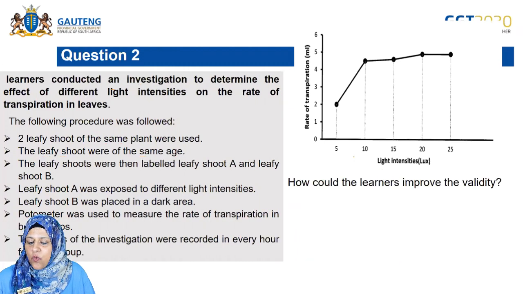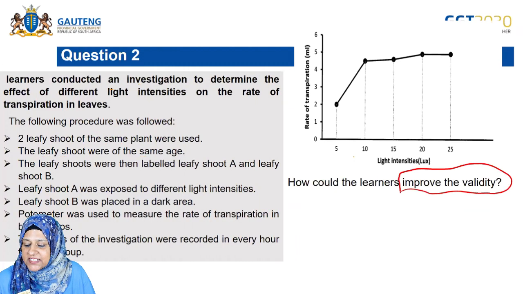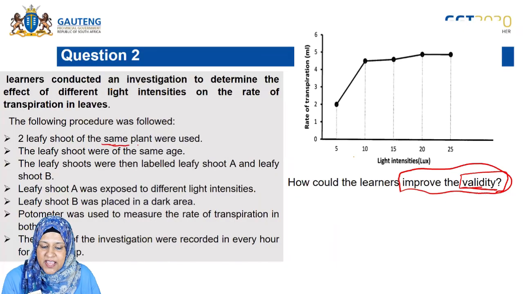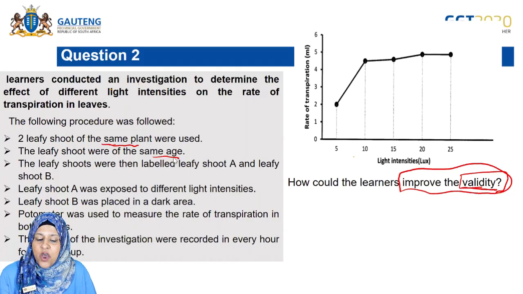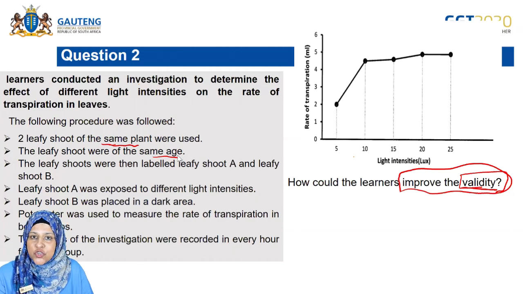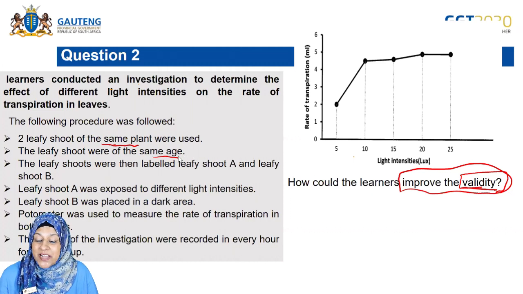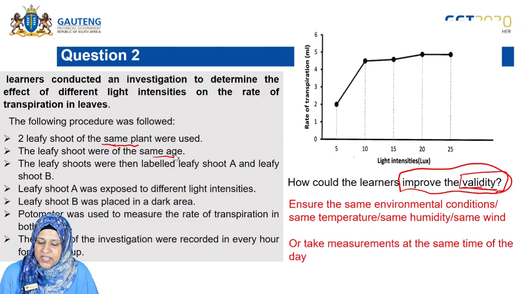Right. Now, how can we improve validity? Remember, we used 2 leafy shoots of the same plant. In order to improve validity, what must we do? We're improving validity here. Remember, we're not talking about reliability. We're talking about validity. So now we are looking at the same plant, the same age, that was to ensure validity. How can we improve validity? We have to think of something that is outside the scope of this question, outside what has been given to us. What has not been given to us?